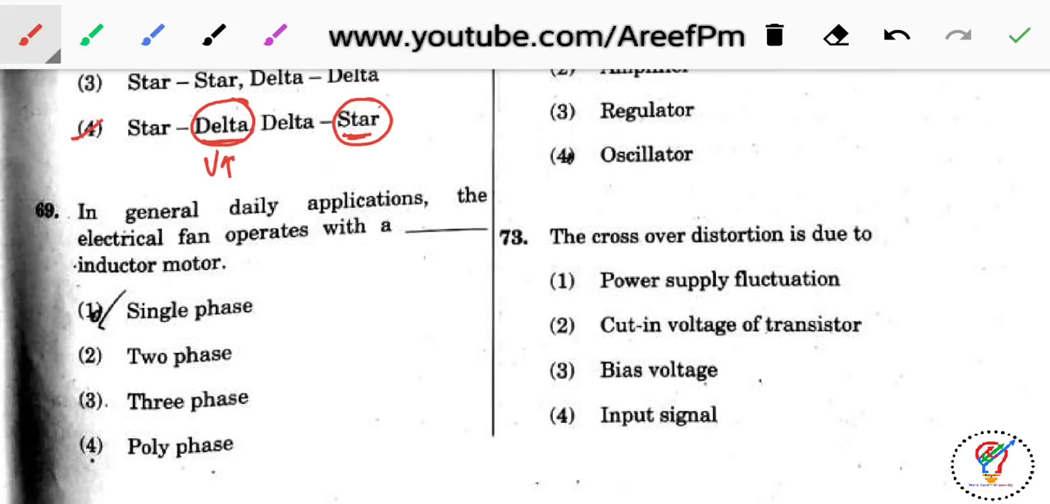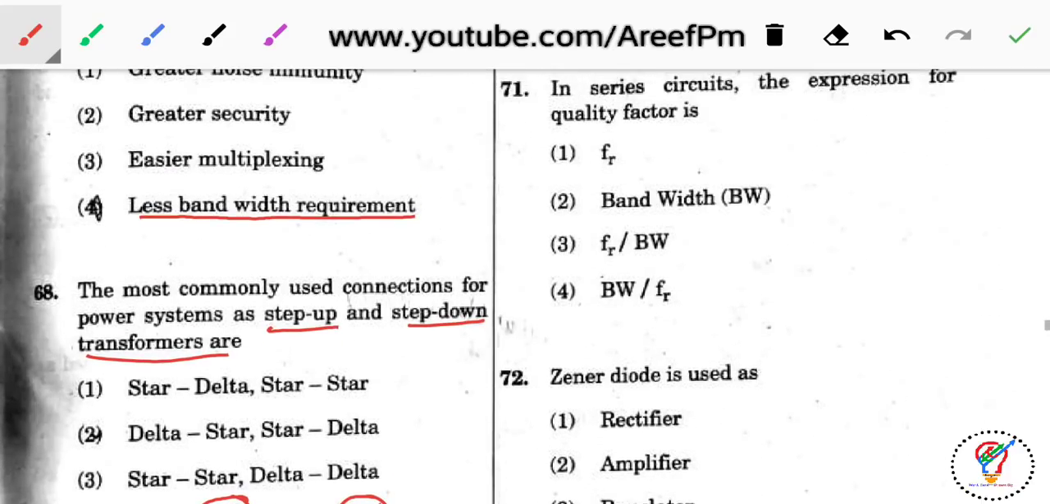Next one, it is the 69th question here. In general daily applications, the electrical fan operates with a single phase induction motor, as you can see in the ceiling fan. So ceiling fans which are used in home appliances are an application of the single phase induction motor. So next, see the 70th question here.